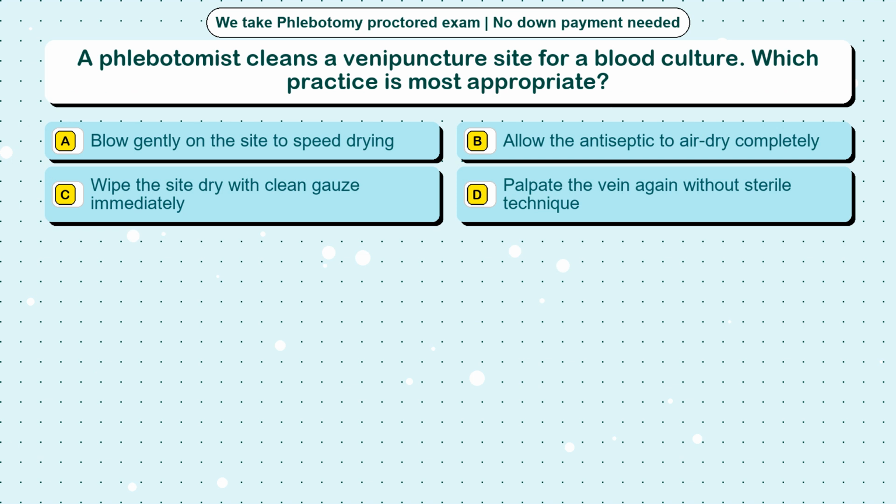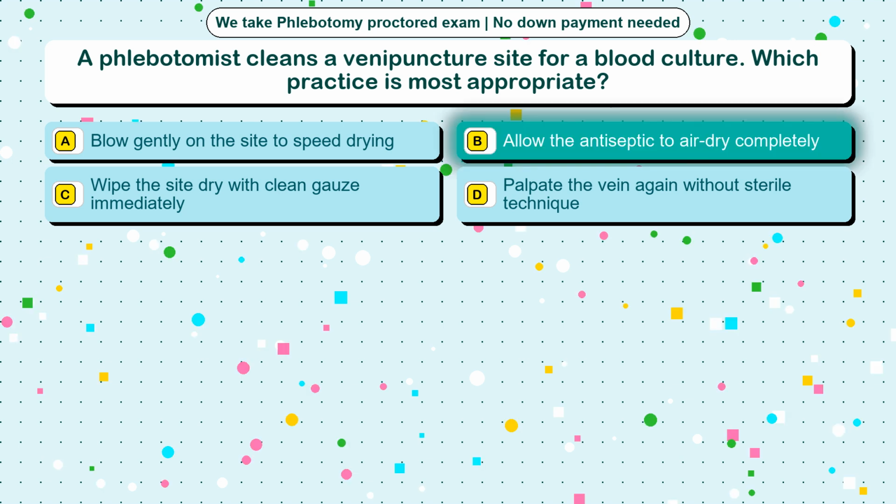Question 2. A phlebotomist cleans a venipuncture site for a blood culture. Which practice is most appropriate? Option A. Blow gently on the site to speed drying. Option B. Allow the antiseptic to air dry completely. Option C. Wipe the site dry with clean gauze immediately. Option D. Palpate the vein again without sterile technique.